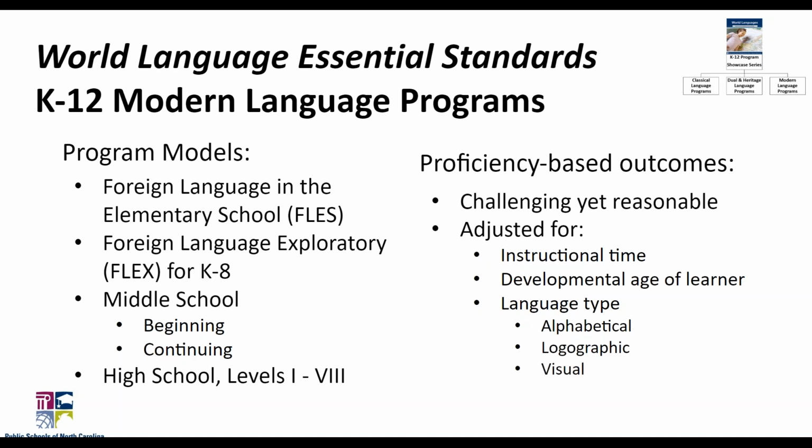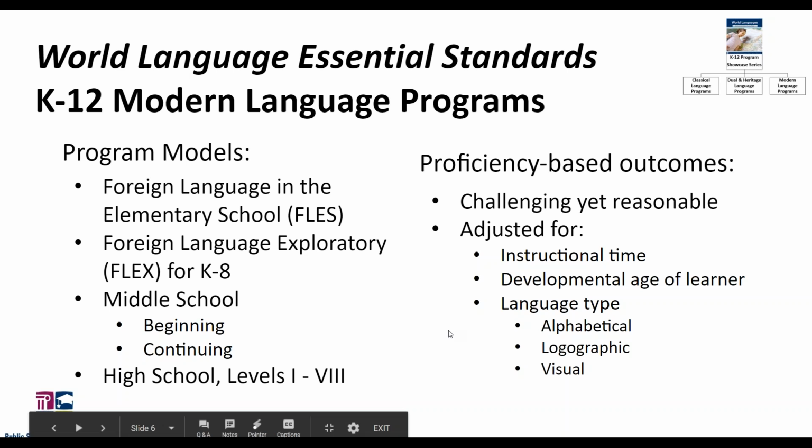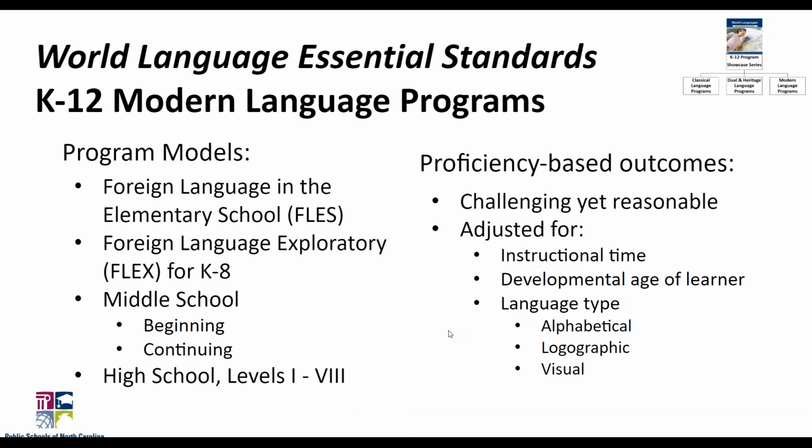And finally, we have visual languages, like American Sign Language, where you use viewing a lot because you have a sign language instead of a spoken language. So our proficiency-based outcomes are adjusted to accommodate all those different language types and how much time it would take someone, for example, who's a native English speaker, like most of our students are in North Carolina, to develop skills for each of those different types of languages.